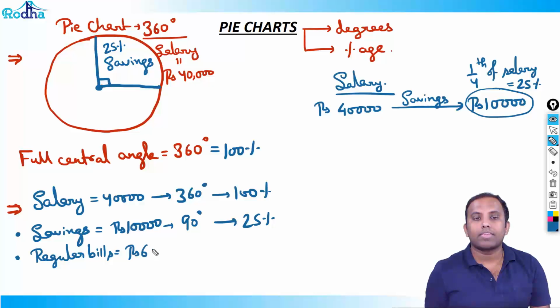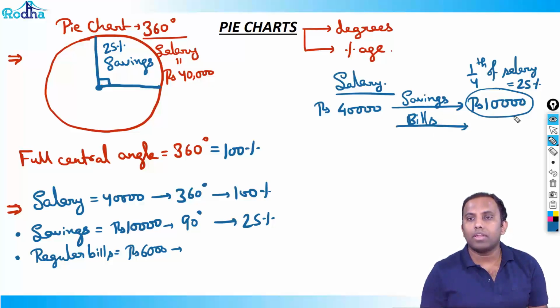Okay, then if I ask you, my expense on regular bills is rupees 6,000. Okay, my expense on regular bills is rupees 6,000. So rupees 6,000 is my expense on regular bills. Regular bills means like electricity bill, telephone bill, internet bill, right? That is 6,000.